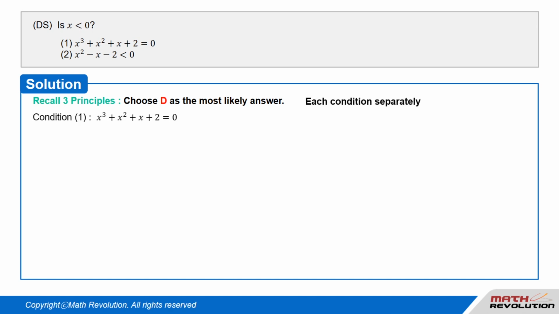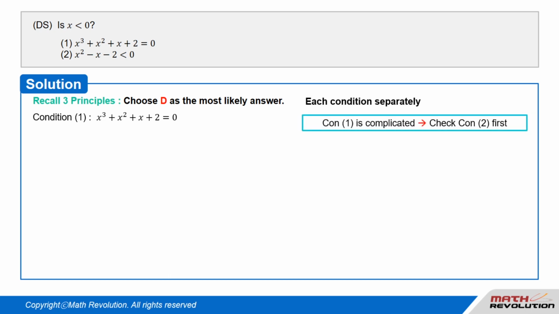Let's take a look at each condition separately. Condition 1 tells us that x cubed plus x squared plus x plus 2 equals 0. This condition looks complicated, so let's check the other condition first. Condition 2 tells us that x squared minus x minus 2 is less than 0. This condition is not as complicated, so we will solve this condition first.